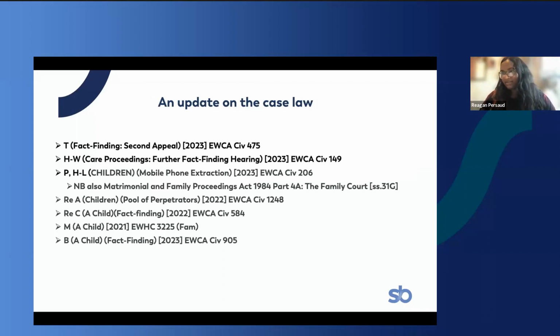The first one is T, finding of fact. That was the case where a DDJ had made certain findings, very serious findings of sexual abuse. And for those of you who don't know, if a district judge is appealed in care proceedings, they go up to a circuit judge first. And then if the circuit judge is appealed, it goes to the Court of Appeal.